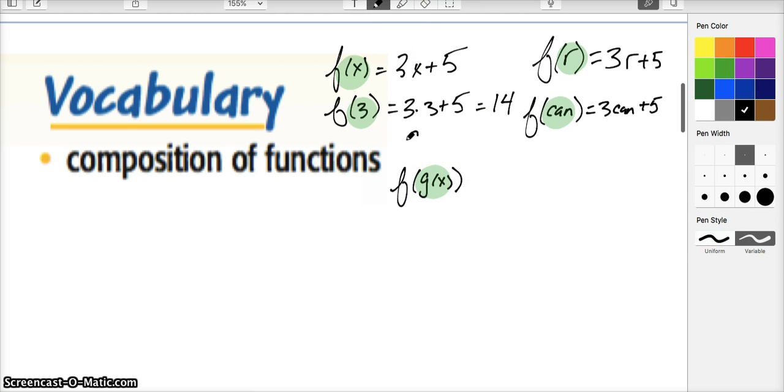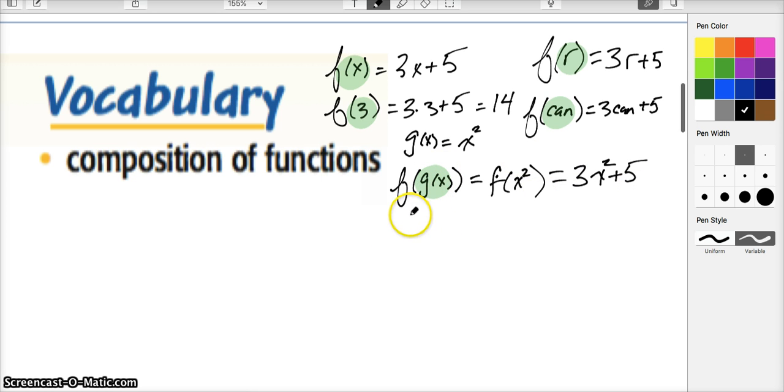In this case, we would be given a value of g of x. Let's say g of x is equal to x squared. So now instead of plugging in a number or a weird variable or some word, you're plugging in an expression. f of g of x is the same as f of x squared. Remember the function is 3 times x, and we're going to replace that x with x squared. So 3 times x squared plus 5.